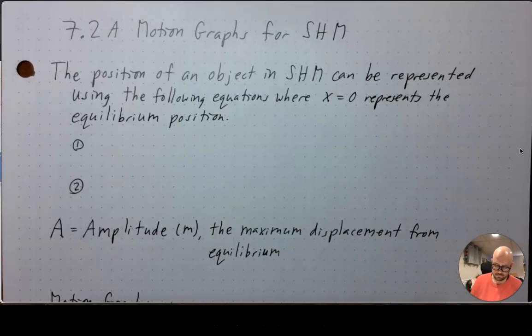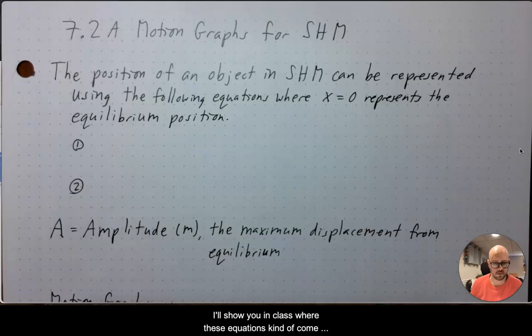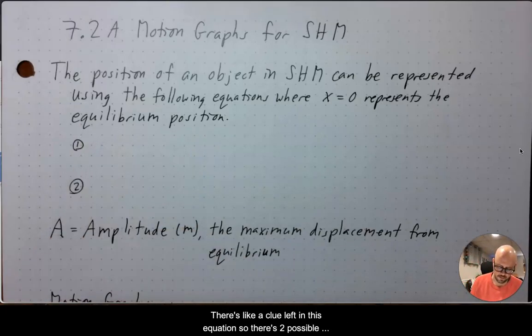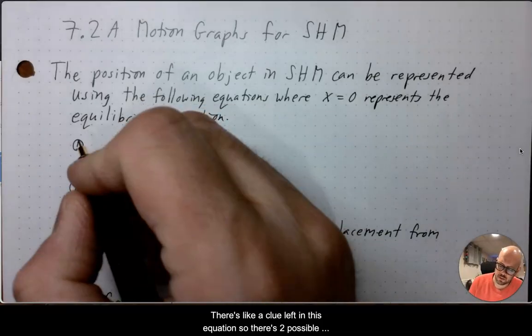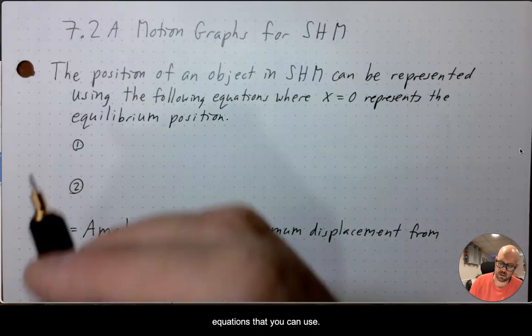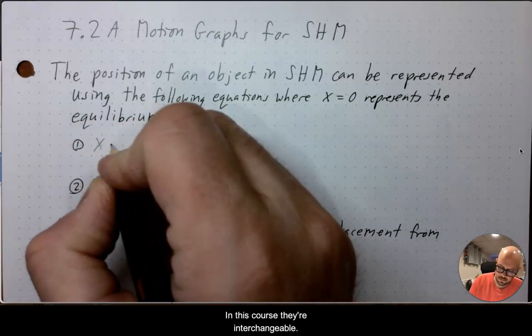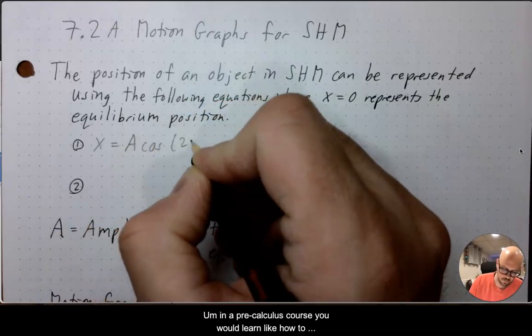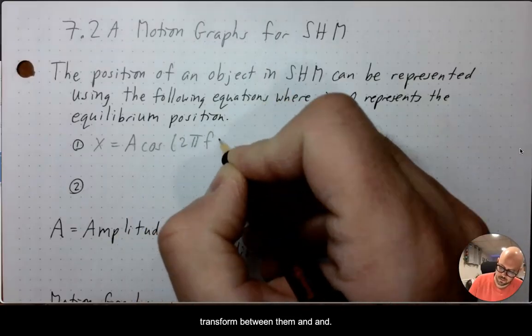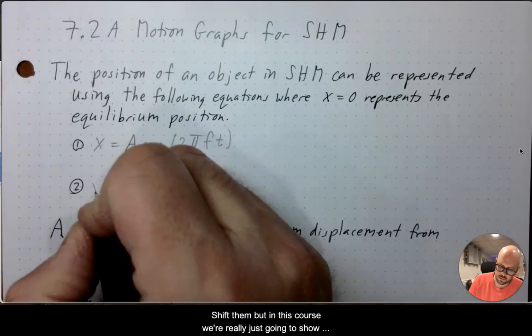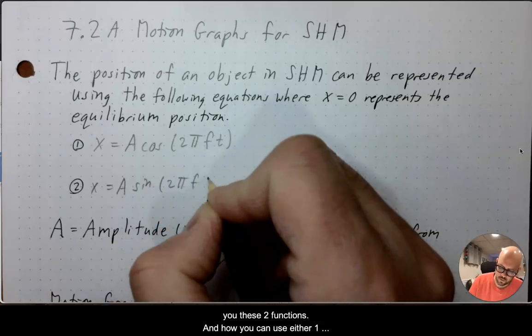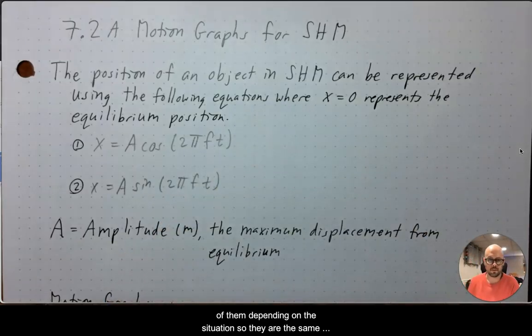So I'll show you in class where these equations come from. If you're taking pre-calc or you've taken pre-calc, then you've seen a lot of where these equations come from already, but there's a clue left in this equation. There are two possible equations that you can use, and in this course, they're interchangeable. In a pre-calculus course, you would learn how to transform between them and shift them, but in this course, we're really just going to show you these two functions and how you can use either one of them depending on the situation.